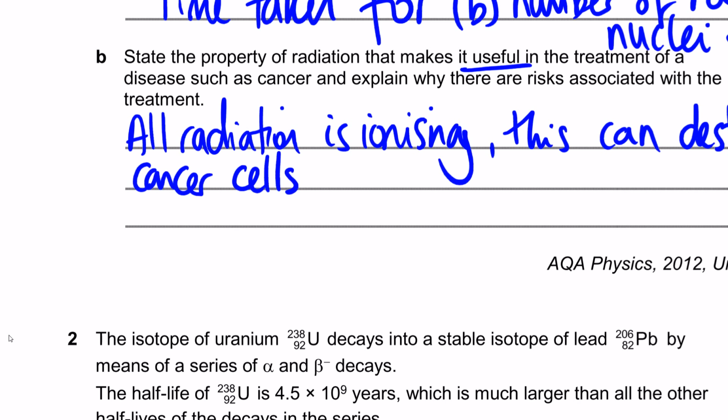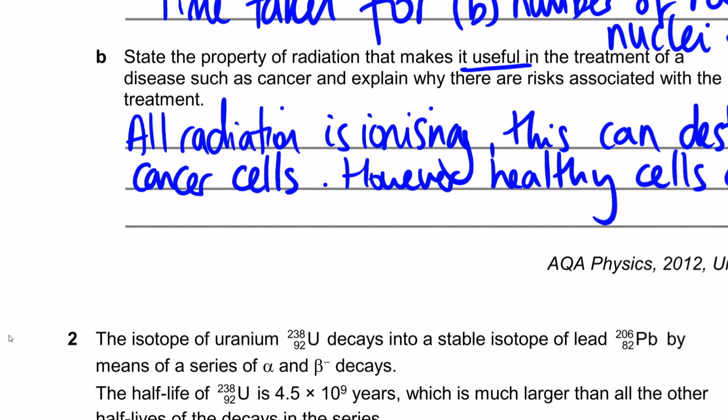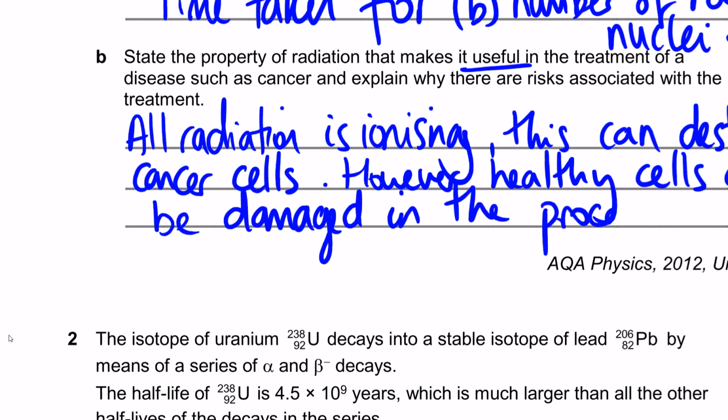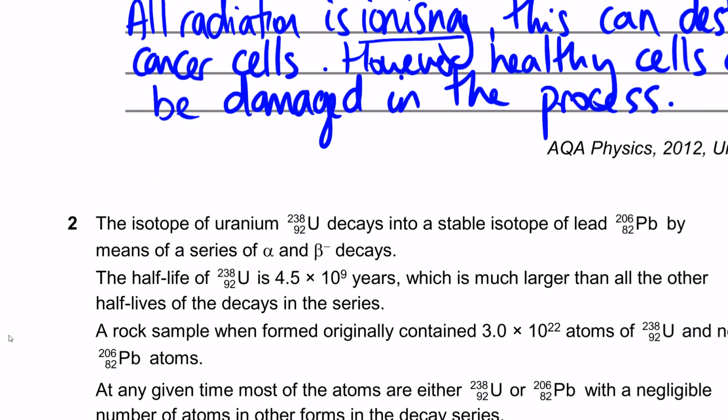However, healthy cells can be damaged in the process. And that last sentence is the risks associated. Three key points: ionization, destroying cancer cells, and healthy cells damaged in the process.